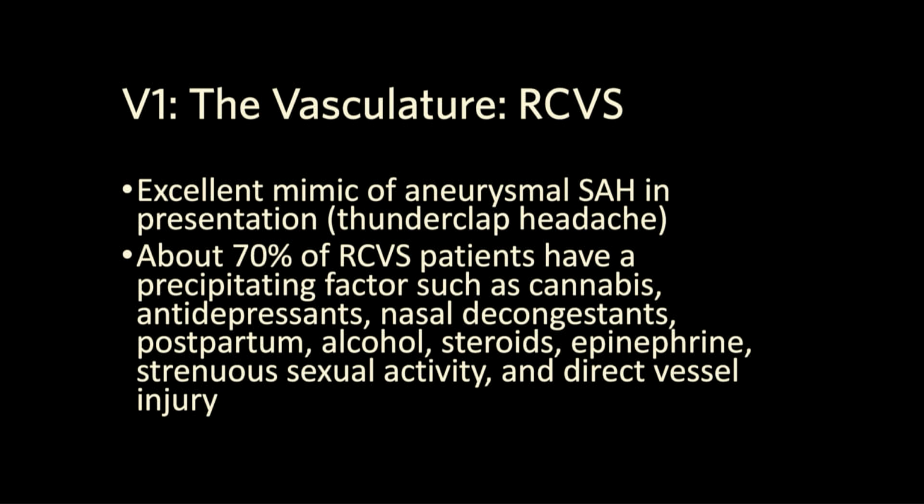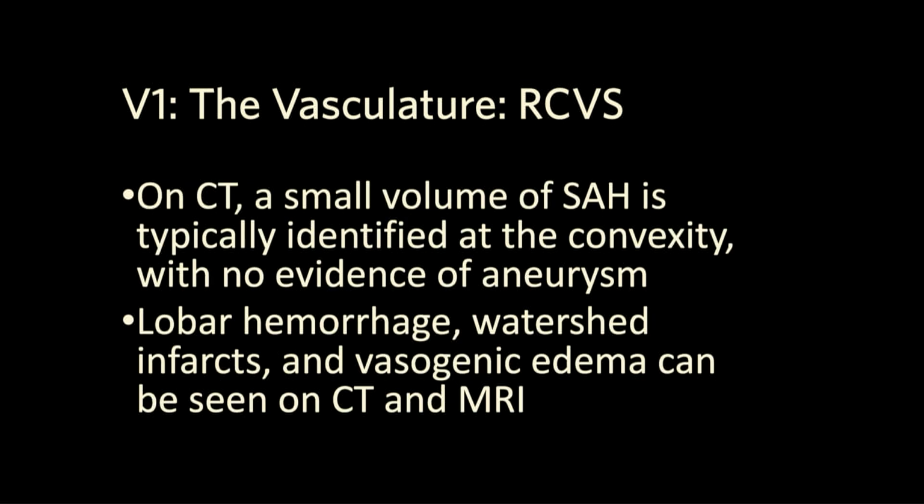This can mimic aneurysm subarachnoid hemorrhage. It's a thunderclap headache, and it can be caused by a lot of agents and induced by a lot of things. So the difference here, guys, for RCVS, we're very comfortable with subarachnoid hemorrhage from aneurysm rupture being at the basal cisterns, ACOM, PCOM, MCA aneurysms. RCVS subarachnoid are peripheral. They tend to be cortical.